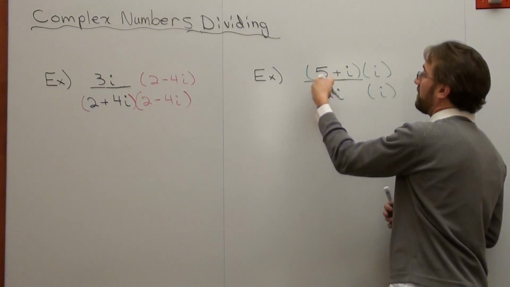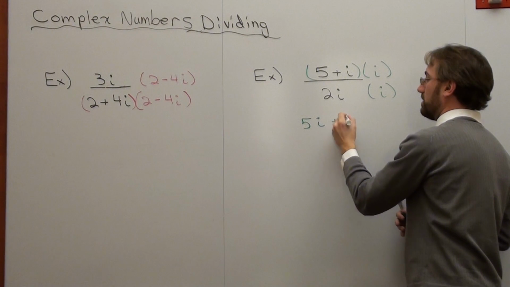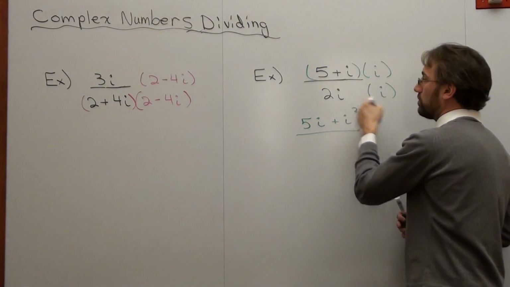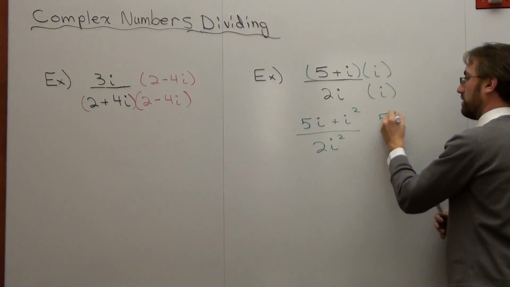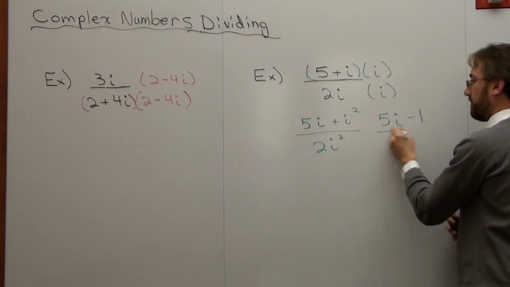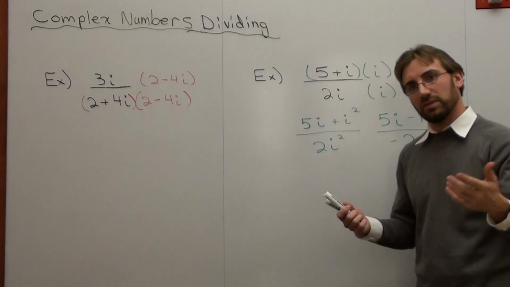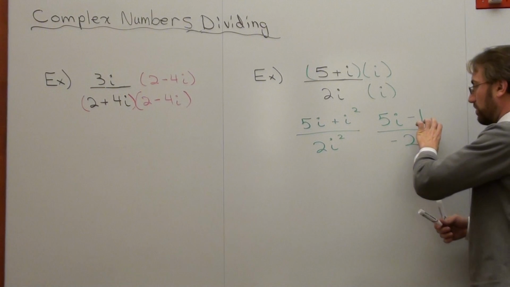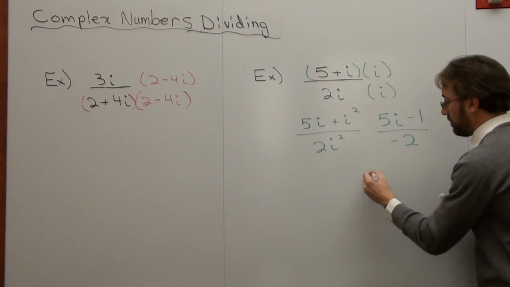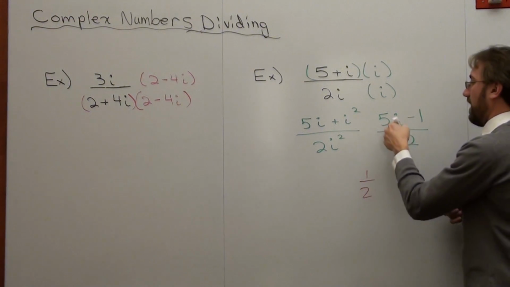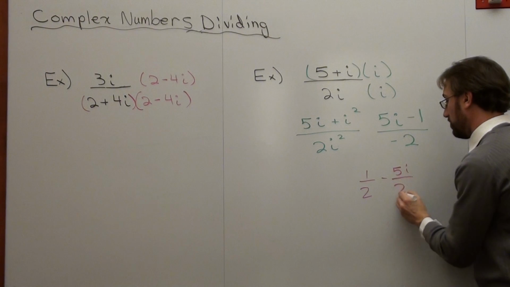Well, you multiply by i because multiplying by i will turn it into a number, not an imaginary number anymore. I'll show you. 5 times i is 5i. i times i is i squared over 2i squared. 5i, i squared is negative 1. 2i squared is negative 2. That's it. And we're going to actually put the number before the imaginary. So negative 1 divided by negative 2 is 1/2. And 5i divided by negative 2 is negative 5i over 2.